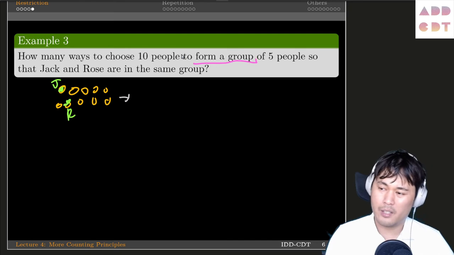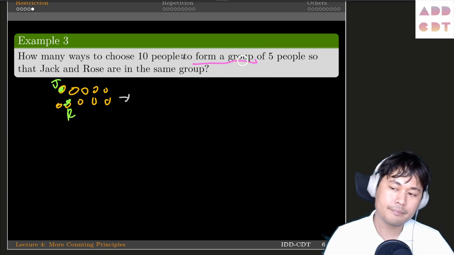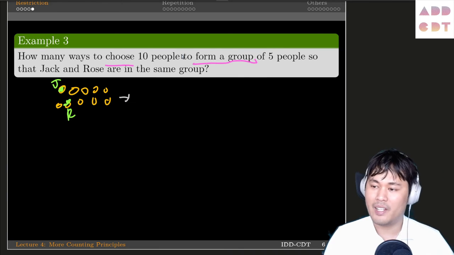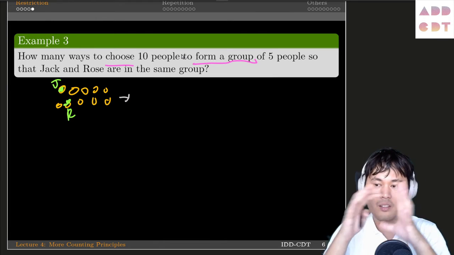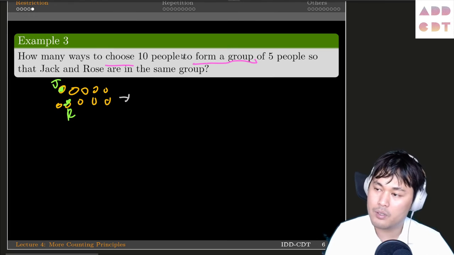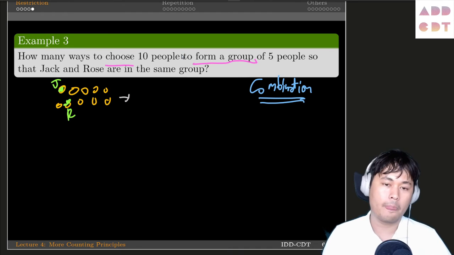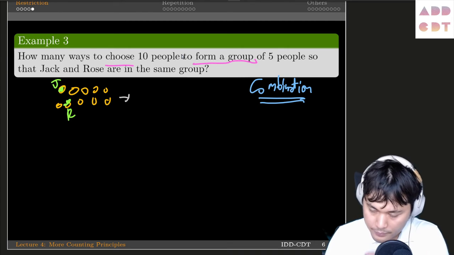Now let's pause and think about what kind of problem this is. This is the word choose. And when you think about a group, when people are in the same group, we don't care if they are first, second, or third. Right? So in this case, this is a problem about combination, and you select those people without caring about the order of the sequence.